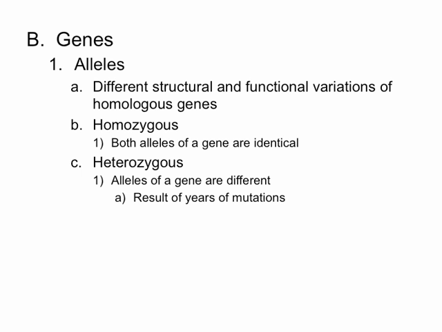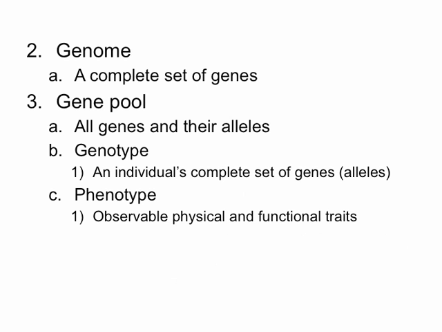A genome, then, is a complete set of genes. And if we speak about the gene pool, that would be all genes and the alleles that make up those genes. So the genome is more so an individual's set of genes, whereas the gene pool would be the population's genes.